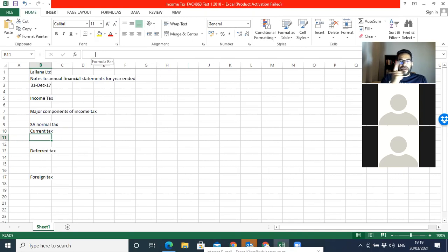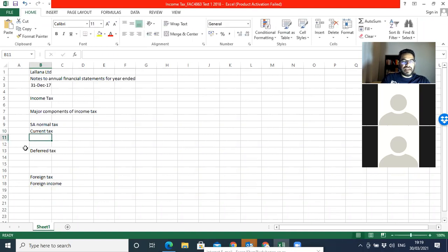Then take note that SA normal tax is broken up into two parts. It is broken up into current tax and deferred tax. Now, under current tax, you must list the different types of current tax. Under deferred tax, you list the different types of deferred tax. And then under foreign tax, you list the different types of foreign tax. So for our purposes, it was just basically foreign income. Okay. So ours was foreign income.